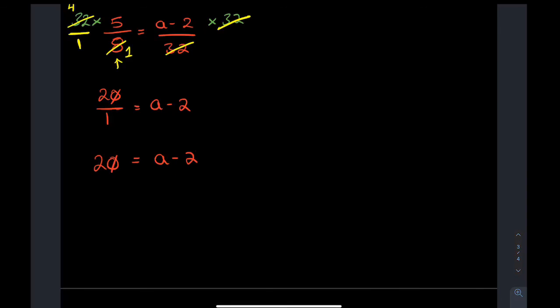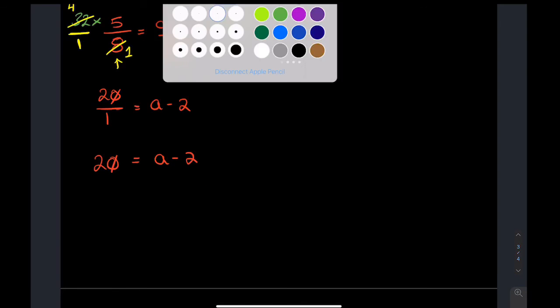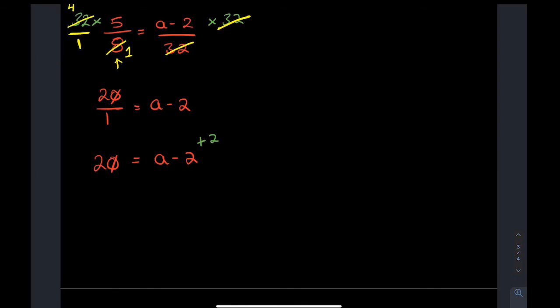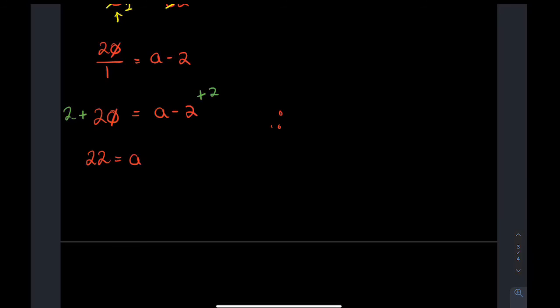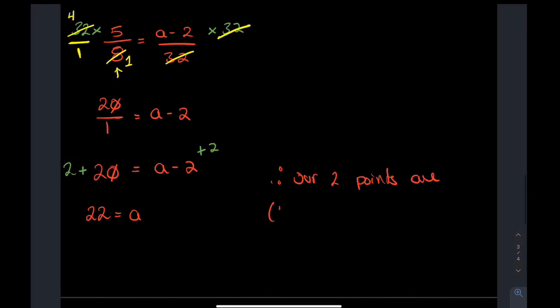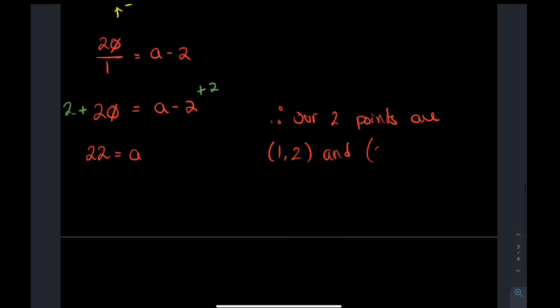What's the easiest thing now to get rid of on this side? We need to get a on its own. Well, we can add 2. We can add 2. 2 plus 20, and what do we get? 22 equals a. So therefore, our 2 points are (1, 2) and (33, 22). So that's the gist of it.